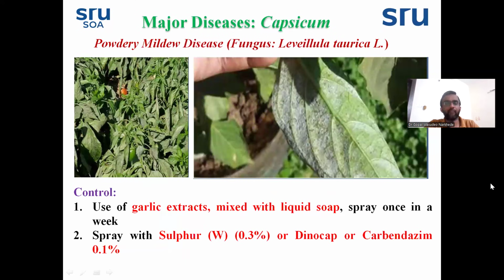So next is again one fungal disease, powdery mildew, caused by a fungus Leveillula taurica. So you can find powder on leaves, the total plant. So as a control measure, use of garlic extract mixed with liquid soap. You have to spray once in a week. Then second, spray with wettable sulfur 0.3% or carbendazim 0.1%.